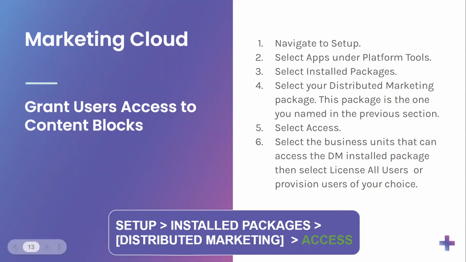Now, you've configured your 4 content blocks. It's now time to grant users access to those blocks. And it's relatively simple. You're just going to navigate back to Setup, the install package you just created, and then there's a tab titled Access. After clicking on that tab, on the next screen, you'll see a checklist where you'll be able to select the desired users. You do have the ability to grant access to all users or just the users of your choice.